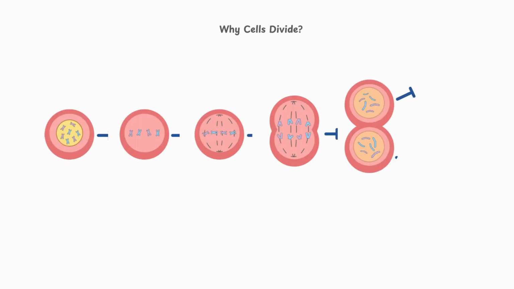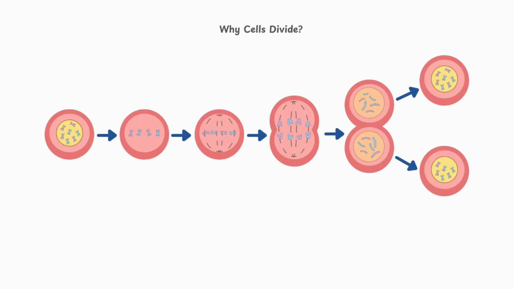Cells divide through a process called mitosis. This is essential for three very important reasons. First, growth. As organisms grow larger, they need more cells to build new tissues and body structures. Second, replacing worn-out cells. Many cells in the body become old, damaged, or die over time. Cell division allows these cells to be replaced with new healthy ones. Third, repair. When tissues are injured, mitosis produces new cells to repair the damage.